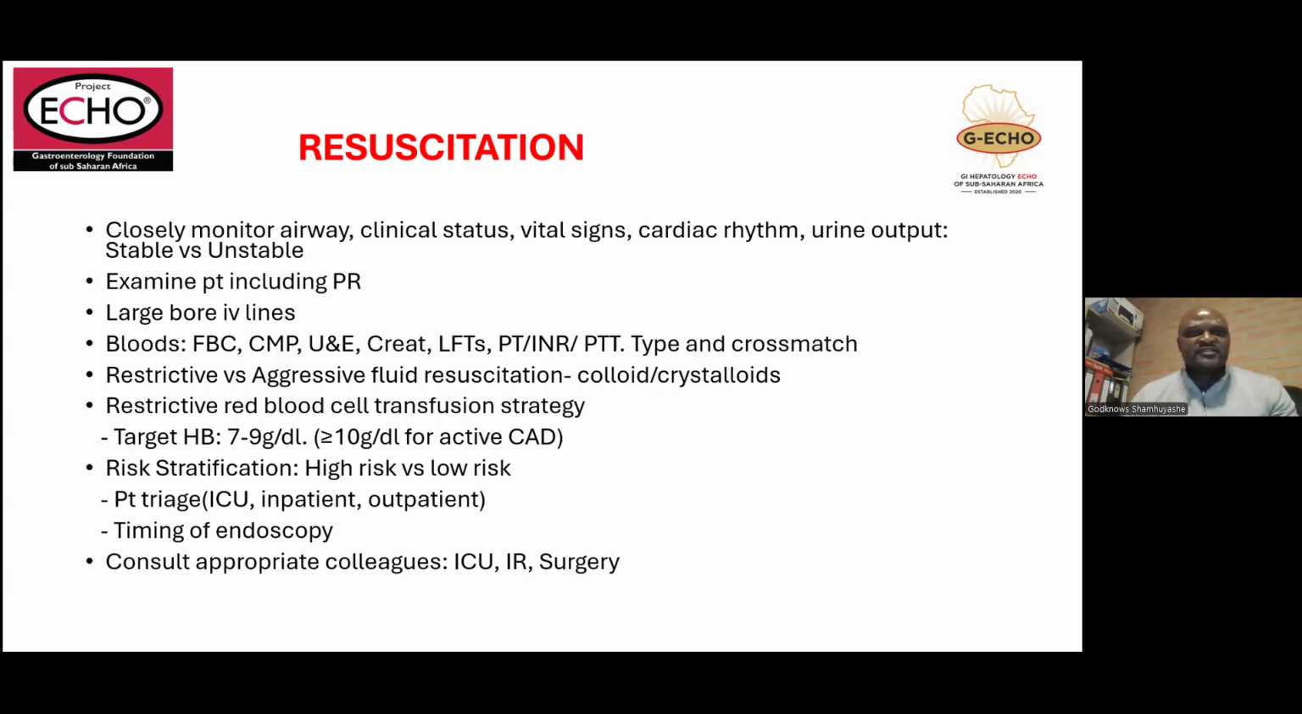In terms of fluid resuscitation, you can either be a bit restrictive or aggressive, depending on how shocked the patient is. But with red cell transfusion, a restrictive approach usually has the best outcome. So in terms of blood transfusion, your target HB should be between 7 and 9 grams per deciliter. For those who have active cardiac disease, you aim for an HB of around 10.